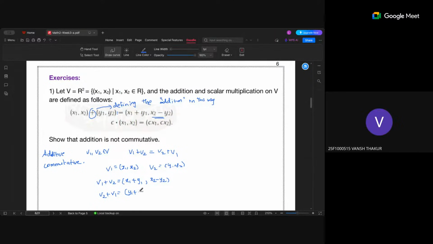Y1 plus X minus Y. X1 y1 plus Y2 minus X2. y2 minus... So these two terms are equal.